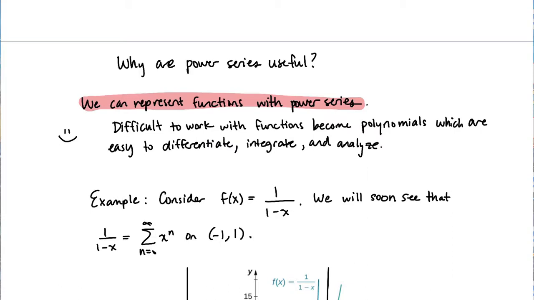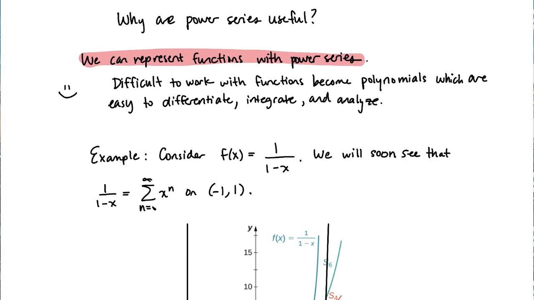So because of that fact, let's say our function is difficult for some reason. Our function is something that's really hard to work with, to integrate, and so on. Difficult to work with functions are going to become polynomials when we turn them into a power series, and then we can differentiate, integrate, and analyze. We will not be doing that yet in this video, but in a future video, we will be going over how we can differentiate and integrate these power series and use them.